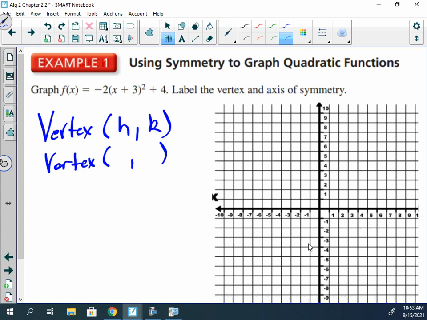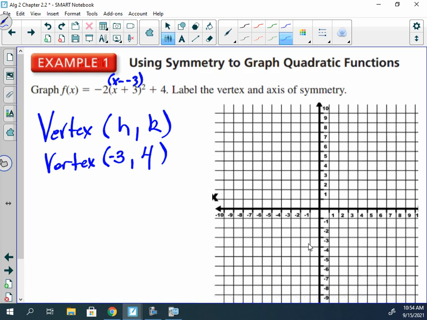So if we look at the first example, the function is negative 2 times (x plus 3) squared plus 4. Our vertex is h comma k. So what would the h value for this be? Negative 3, and the k value would be 4. Because inside the parentheses is opposite of what we think, because really this is x minus negative 3, because the negative and negative would make a positive.